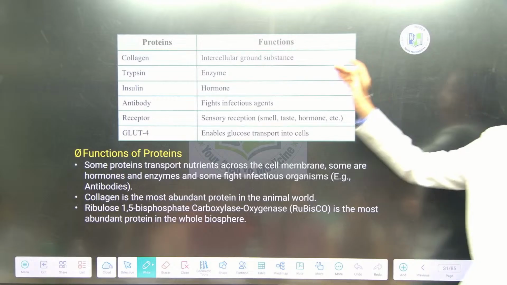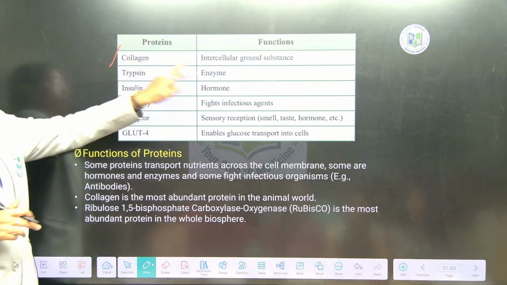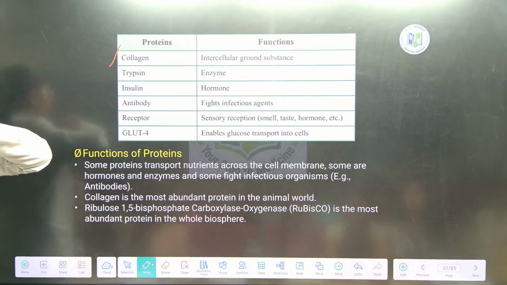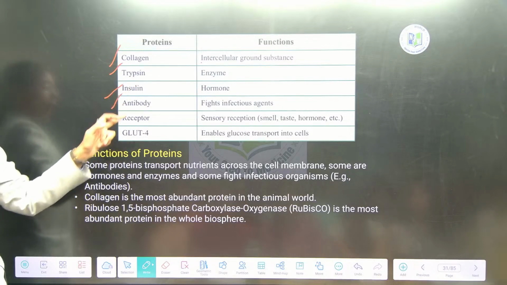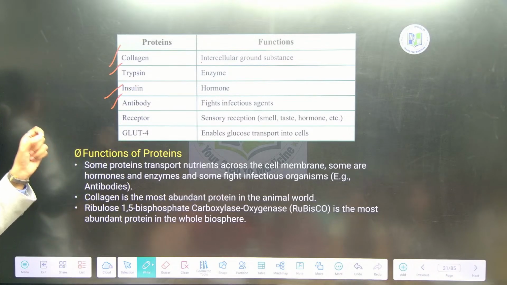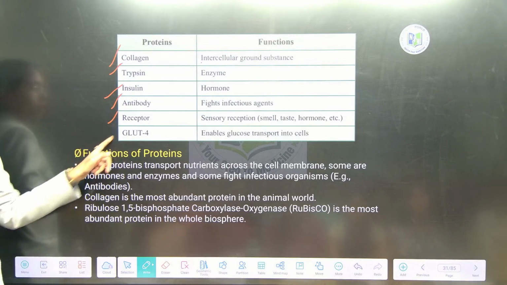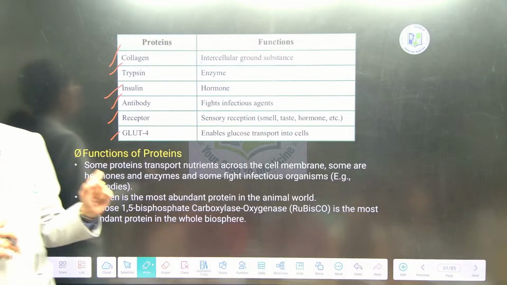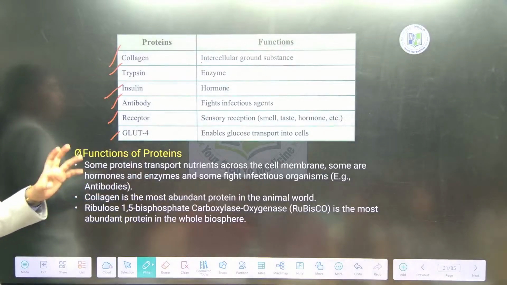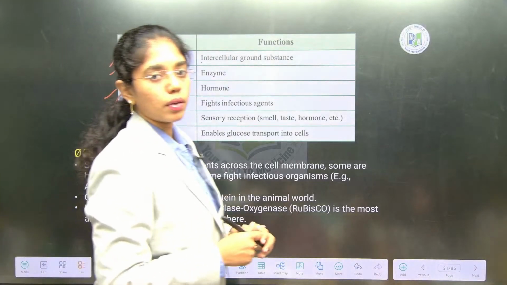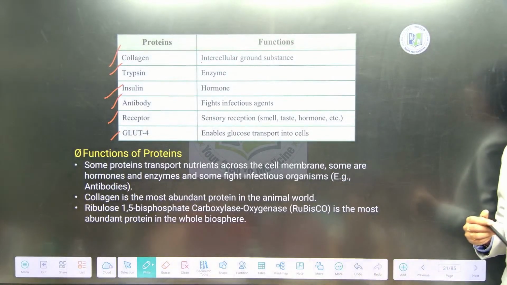These are the diversified proteins that are present. Collagen, which forms intercellular ground substance. Trypsin is the enzyme. Insulin, hormone. Antibody fights against infections. Receptor, sensory reception. GLUT4 enables glucose transport into the cells. Fine. What is the abundant protein in the biosphere? Rubisco. What is the protein that is abundantly present in the animal world?